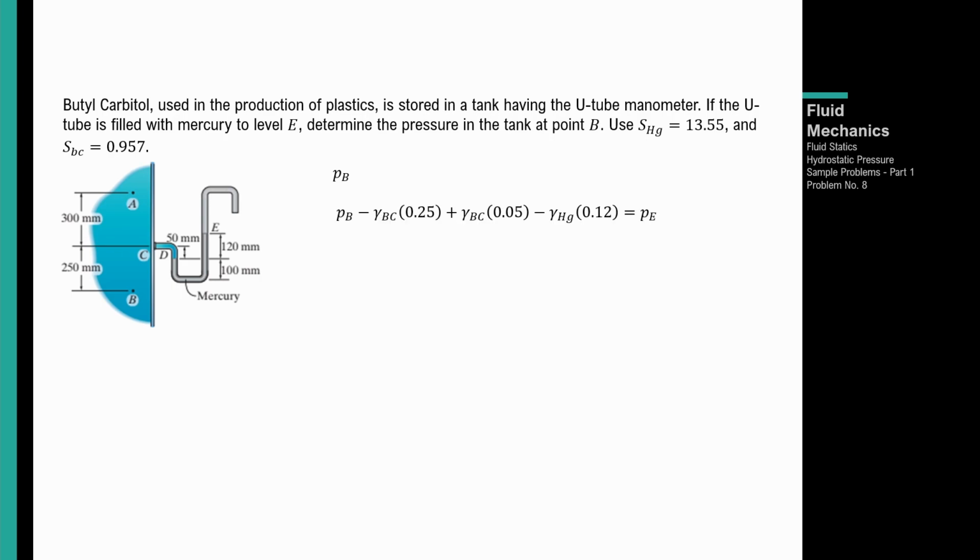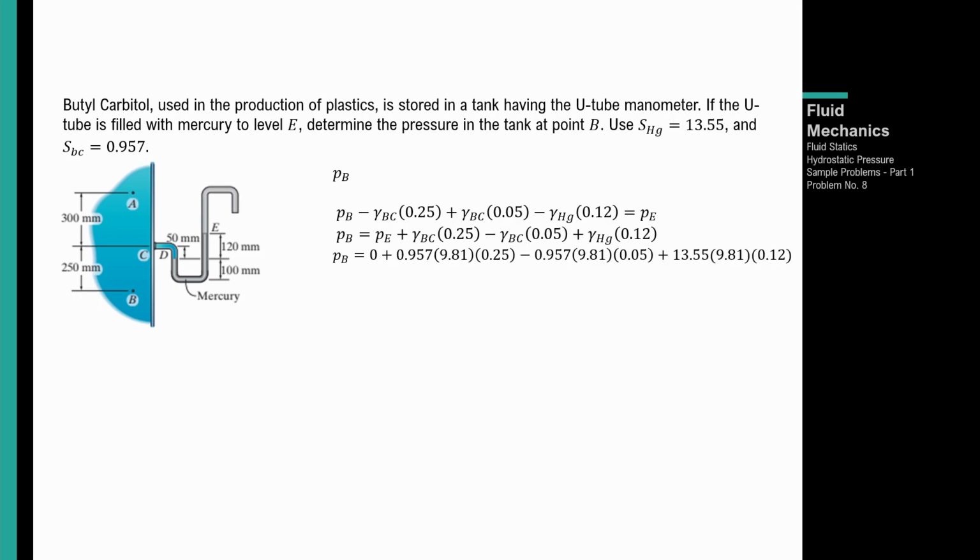So, gamitin natin yung pangalawang solution sa concepts ng manometer. So, galing sa B, so pressure sa B, dahil tumaas ka ng 0.25, so minus, unit weight ng butyl carbitol. Dahil bumaba ka ng 0.05 or 50 millimeters, so plus. And then, dahil tataas ka mula sa point D, sa elevation D, pupunta dun sa pinakaibabaw, sa point E, so level E, so minus gamma H. So unit weight ng mercury times 0.12, which is equal sa pressure sa E. At yung pressure sa E dahil open, so 0 yung value nun.